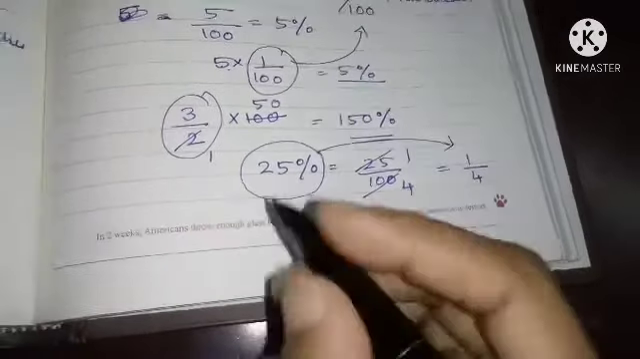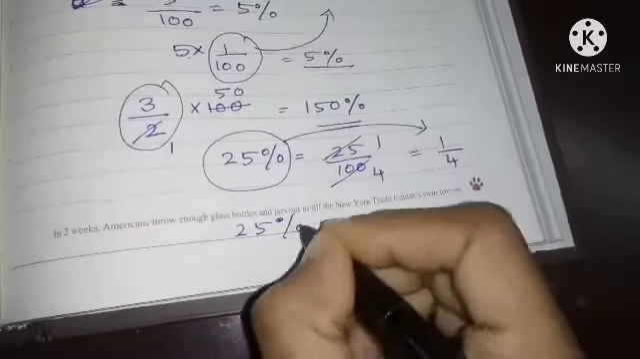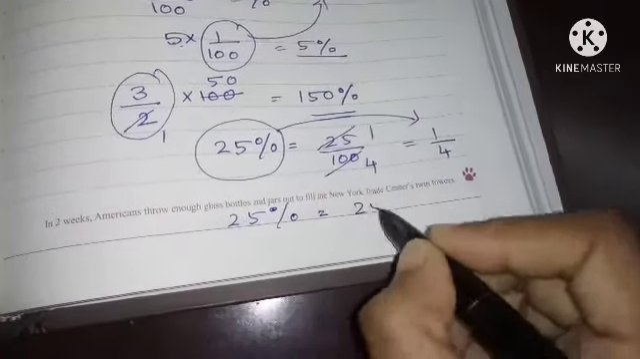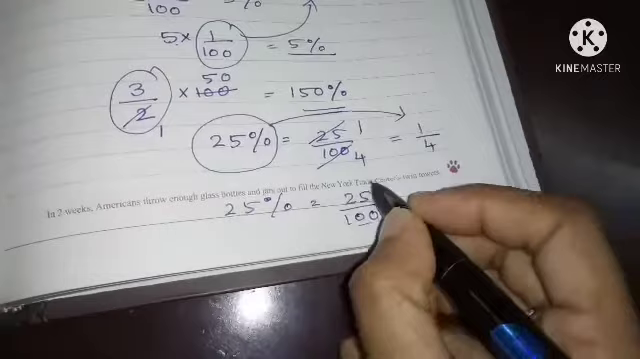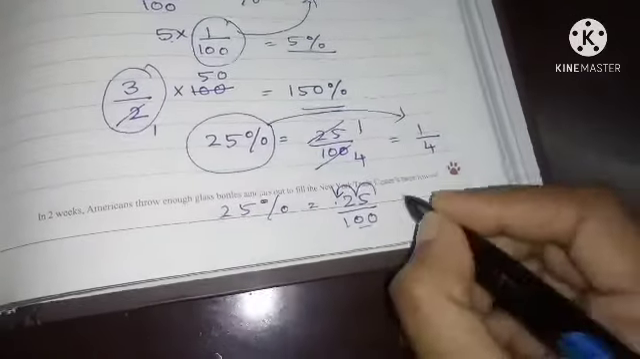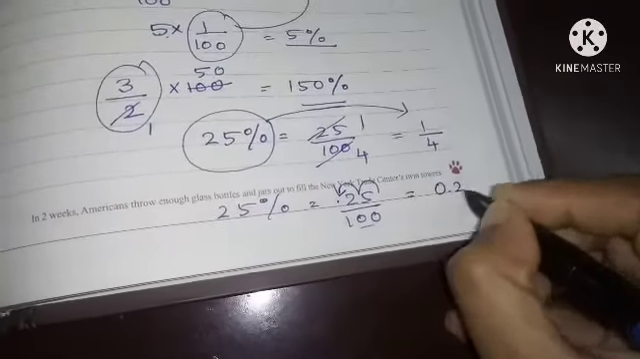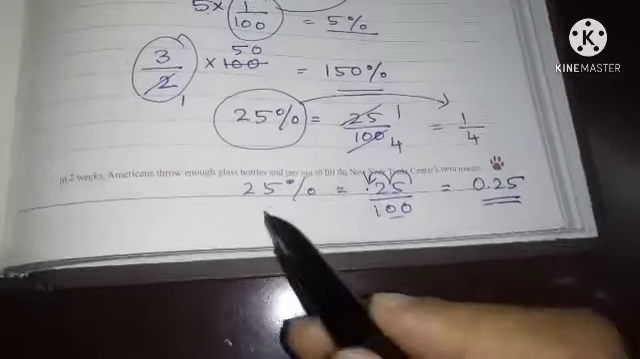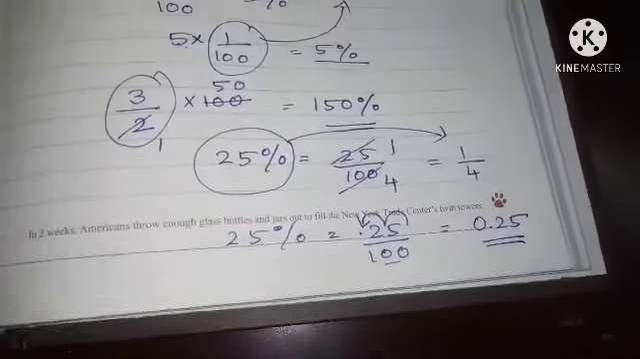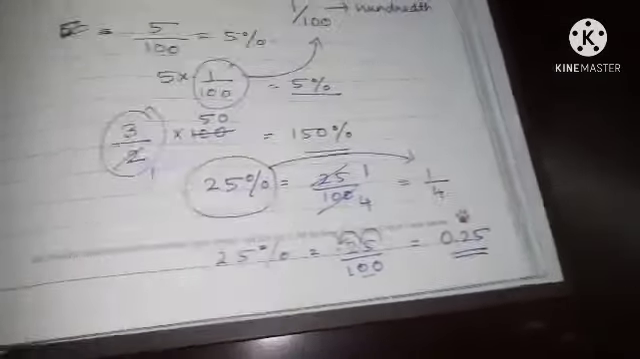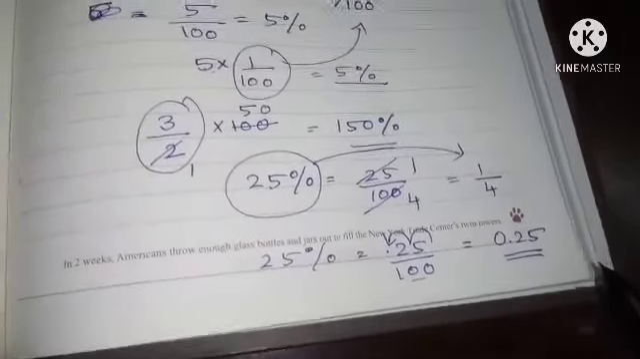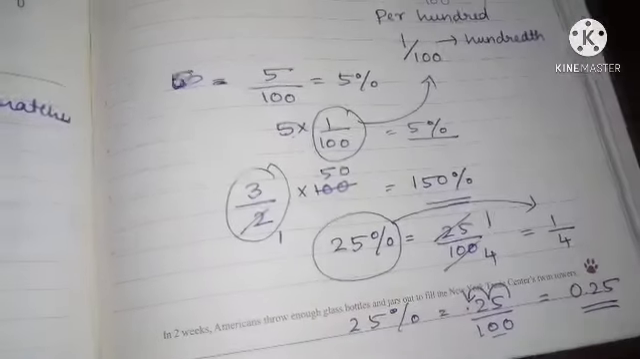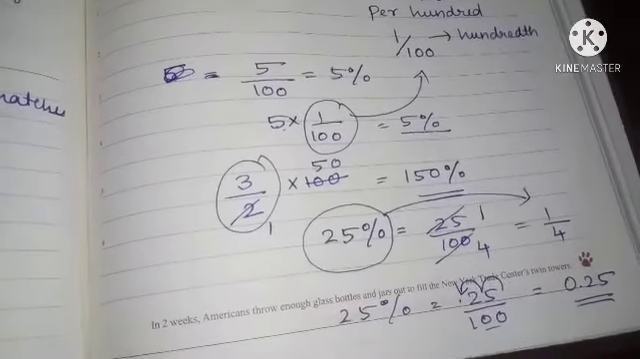The same 25% I am writing in terms of a decimal number. 25 by 100. So divide by 100, 2 zeros are there. So 1, 2, from the left side you will move the decimal point. So 0.25. So I have converted this 25% to 0.25. So likewise you can convert the percentage to a decimal number. So these are some basic concepts where you should know about ratio and percentages.